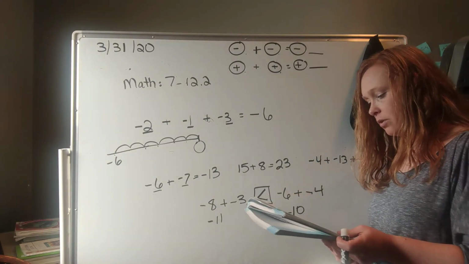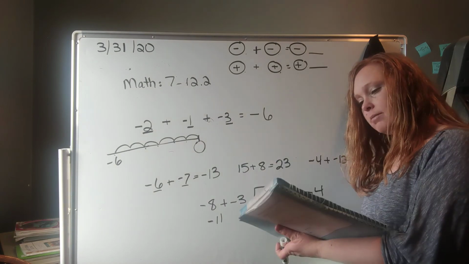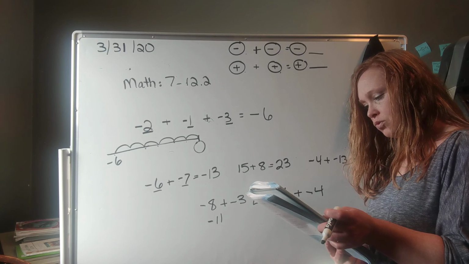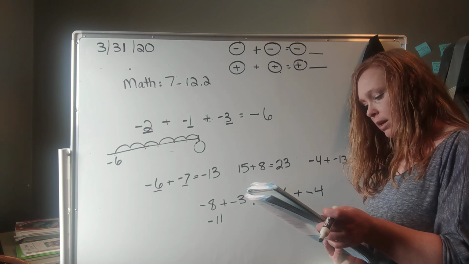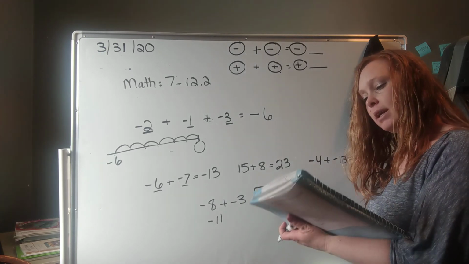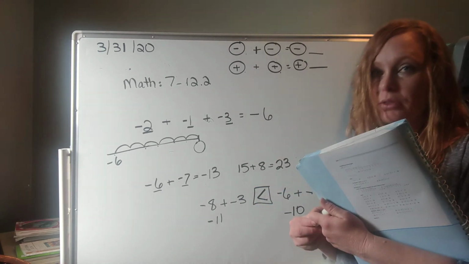Let me give you your assignment. Let's start with number 3 and go through 28. So 3 through 28. You can use the number line if you need to.